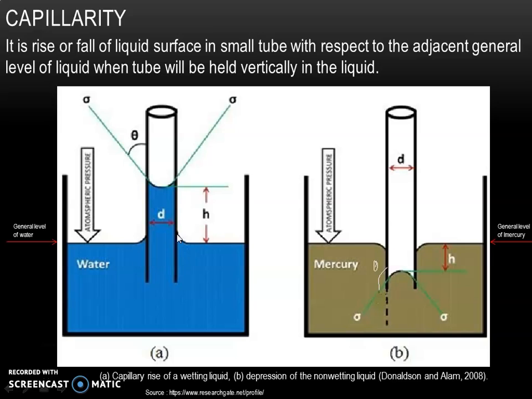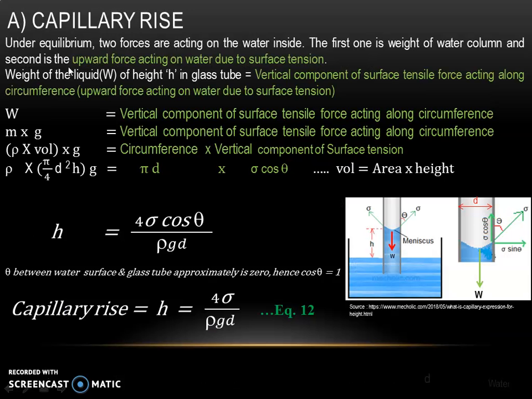For water there is rise in level of liquid, and for mercury there is fall in level of liquid. So capillarity is the rise or fall of liquid surface in a small tube with respect to the adjacent general level of liquid when the tube is held vertically in the liquid. Now we will find out the expression to find capillary rise.